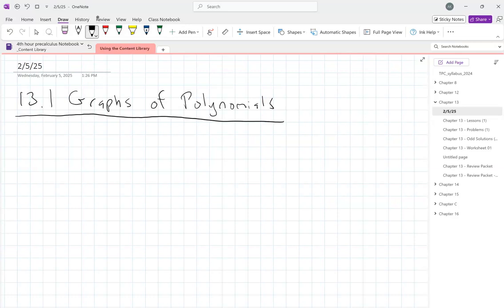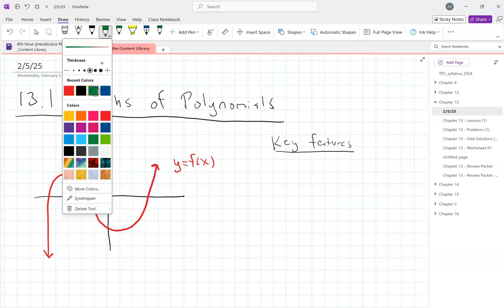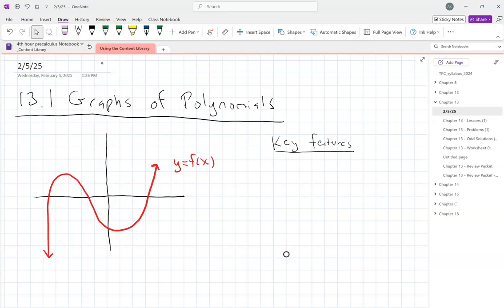So in section 1, we're going to be talking about graphs of polynomials, but polynomials in general. So let's say that this is our graph of our polynomial. There's a few key features that we want to be able to talk about when we talk about the graphs of polynomials. So I'm just going to kind of vocab this with a picture rather than writing things out.